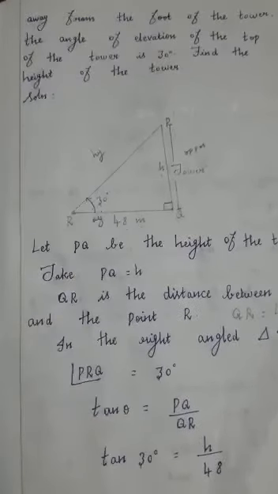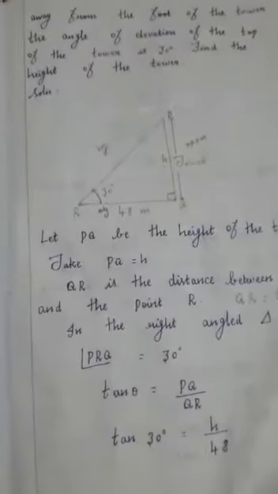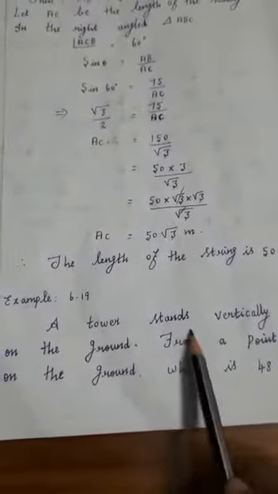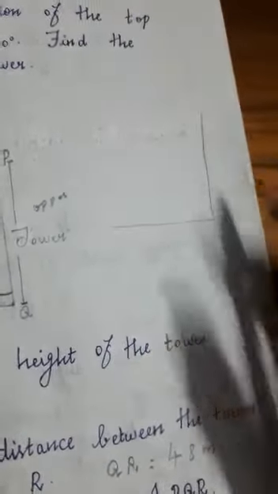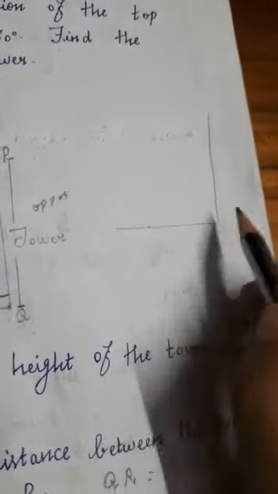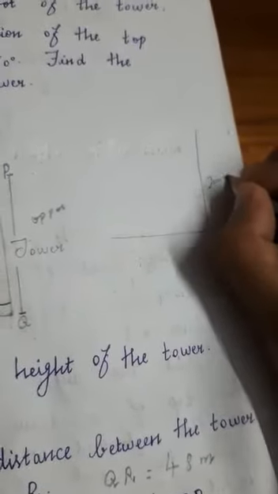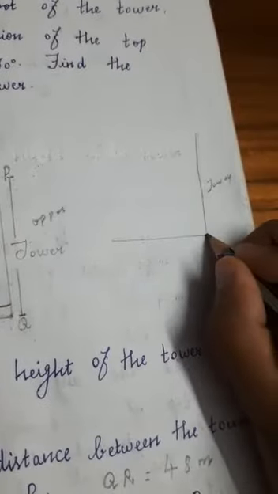So now see the solution. Now we can see how to draw this diagram. So now see in our question what they have given. A tower stands vertically on the ground. So now here one ground. So one tower stands vertically on the ground. So this is the ground. So one tower, so this is the tower, stands vertically on the ground.